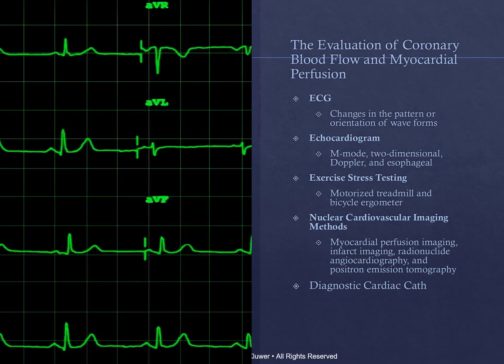There's exercise stress testing where we put someone on a motorized treadmill or on a bike and try to increase their heart rate and work. So we're trying to increase the stress on the cardiac tissue itself. And this is very important to test the heart under stress, because if you remember back to oxygen supply and demand, as we increase the workload of the heart by things like exercise, we also increase its oxygen demand.